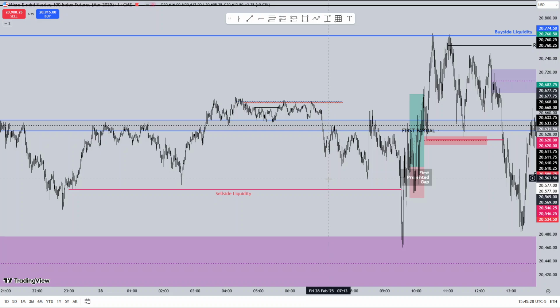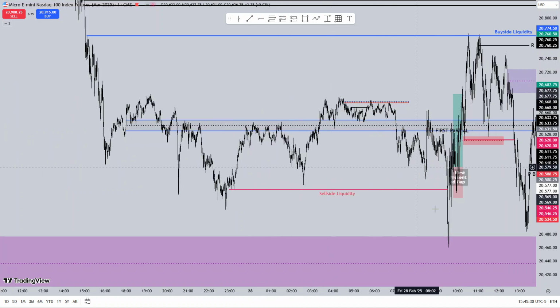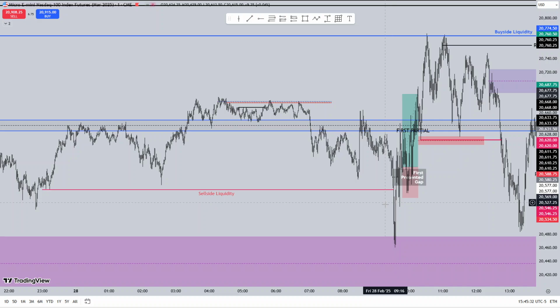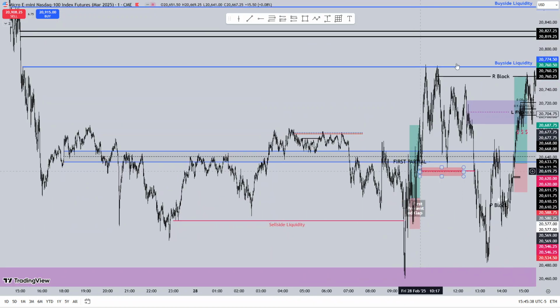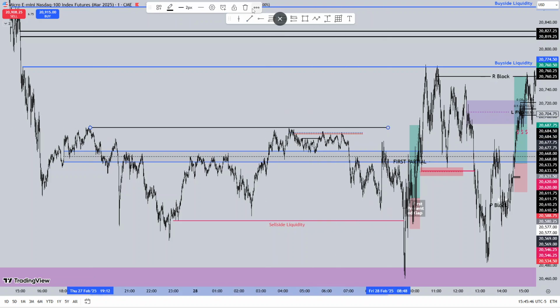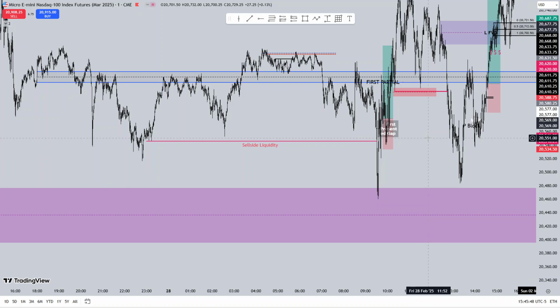And over here, see, the market simply took all the sell side liquidities. This was the manipulation, the whole day Friday accumulation, manipulation, then distribution, taking all this buy side liquidity. These are my buy side liquidity. So the market took all the buy side liquidity.